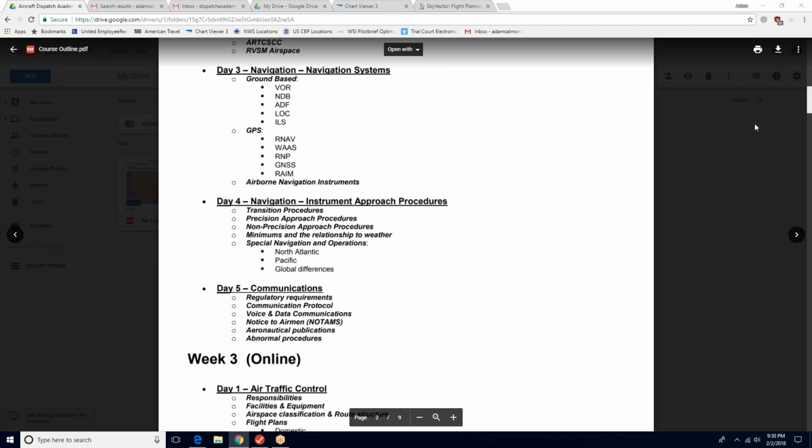RVSM airspace is a separation of 1,000 feet, so you can fit more airplanes in. Yeah, so typically airplanes are going to be separated by 2,000 feet in most areas, right? So anything that's not RVSM airspace, you have to have 2,000 feet of separation between your airplanes. When you go into RVSM, you only have to be 1,000 feet separated. So it doubles the amount of airspace that becomes usable.